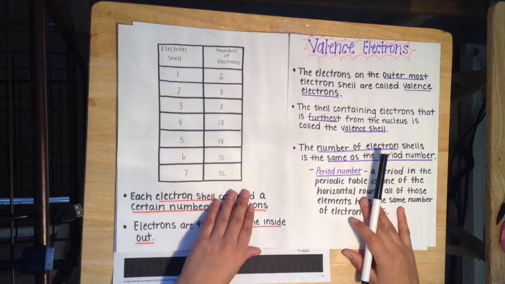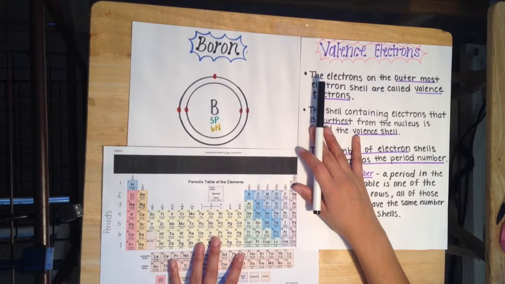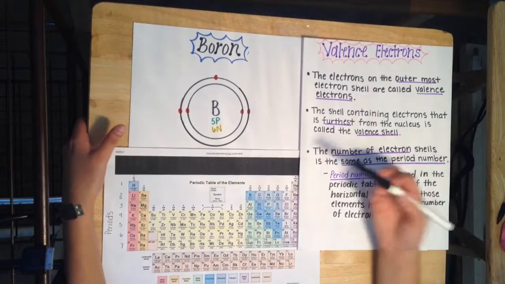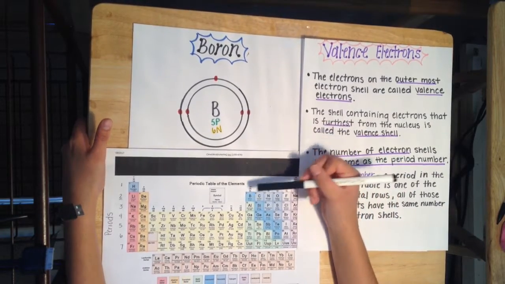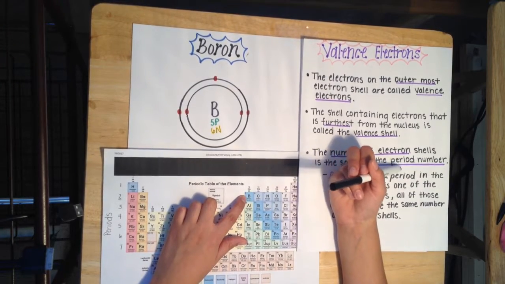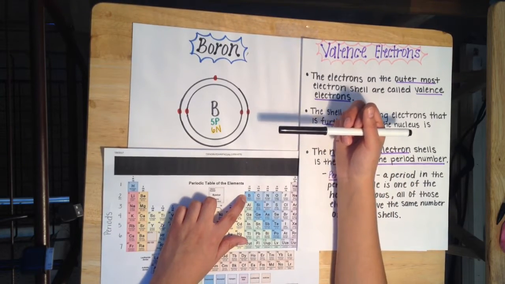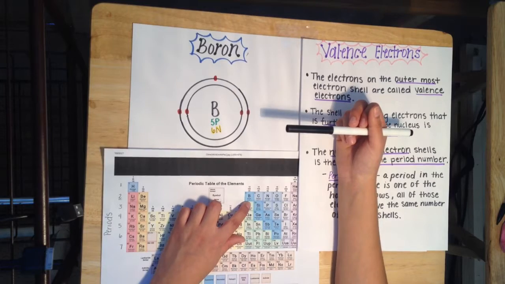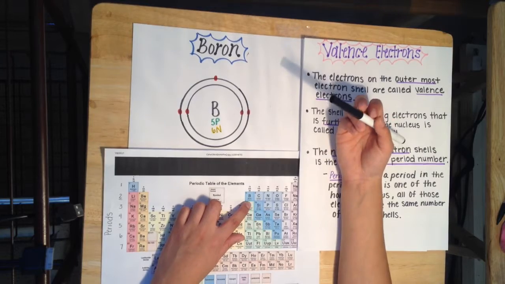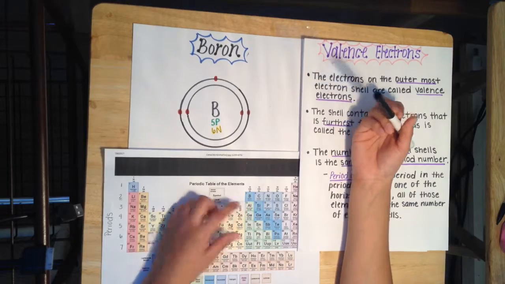Okay, let's go on to valence electrons. We're using boron as an example. By looking at the periodic table, we can see that boron's atomic number is 5. So that's the number of protons and electrons it has. We see that it has an atomic mass that is 10.811. So we round it to the nearest whole number, which is 11. We now subtract the atomic number from the atomic mass, and it gives us our neutrons.